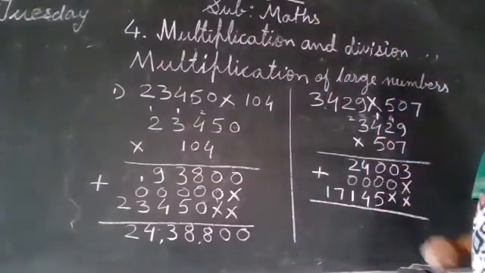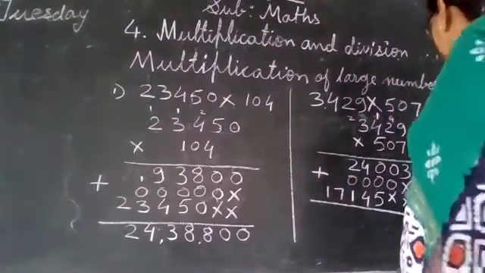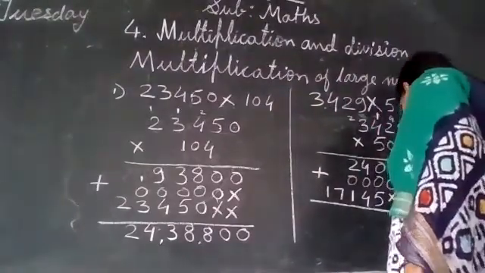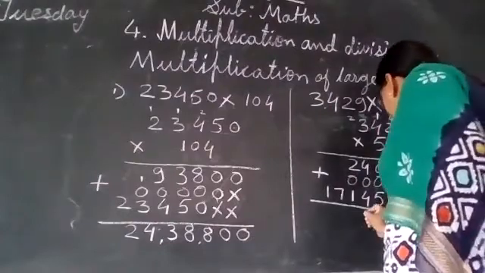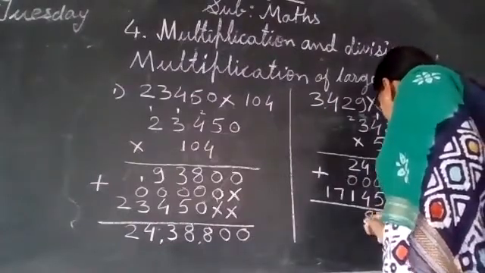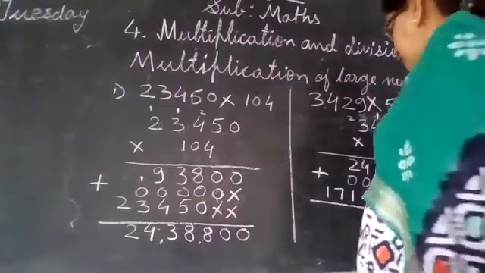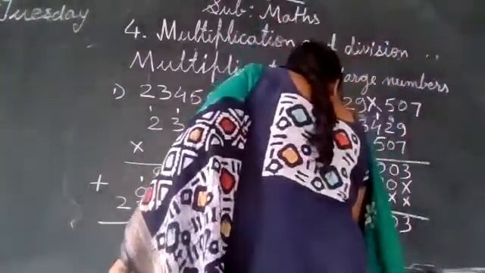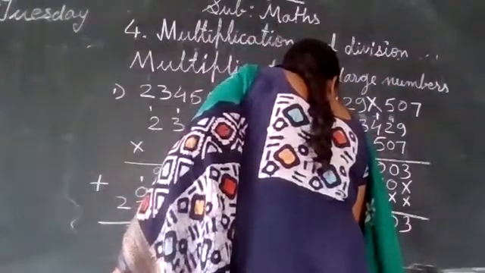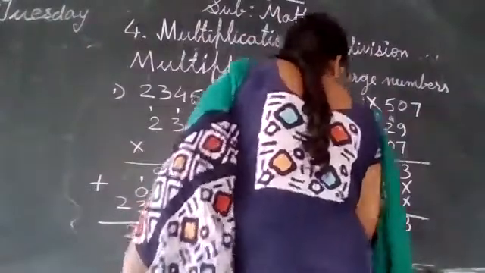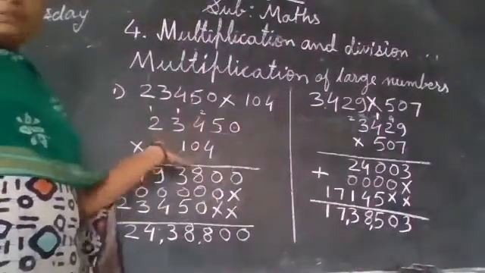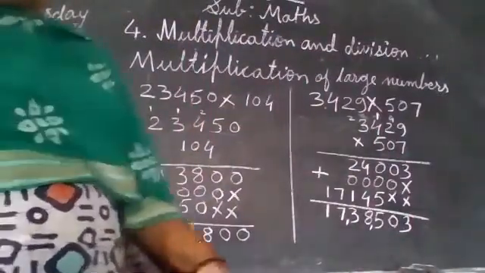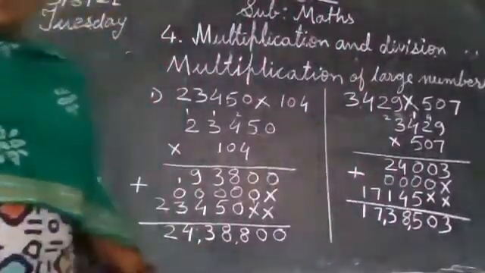Now we will add all these things. 3, 0, 5, 4 plus 4, 8, 2 plus 1, 3, this 7 and this 1. Got it, beta? So it is what? Multiplication of large numbers. So in this way, you can multiply any numbers. Got it, beta?